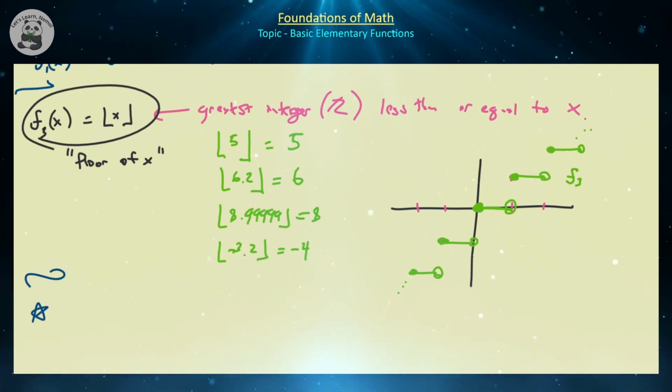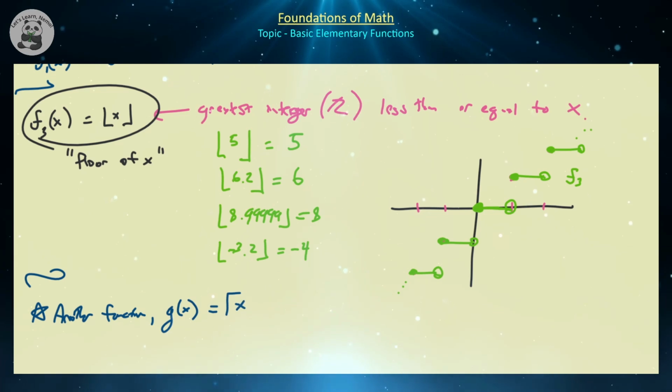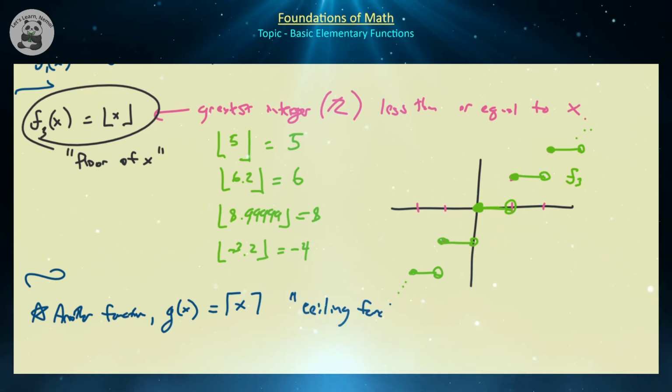And similarly, I'm not going to define this as another function, but another function is called the ceiling function. And that is going to go to the least integer greater than or equal to x, and a similar interpretation follows for that. So what is the domain and range of the floor of x function?